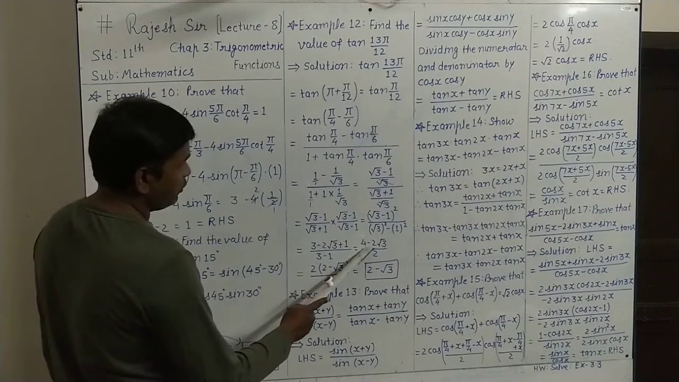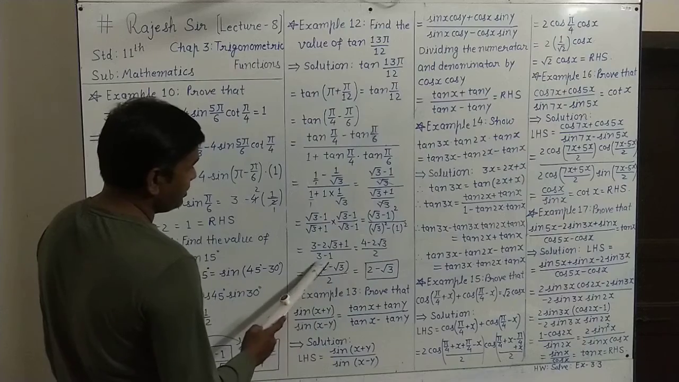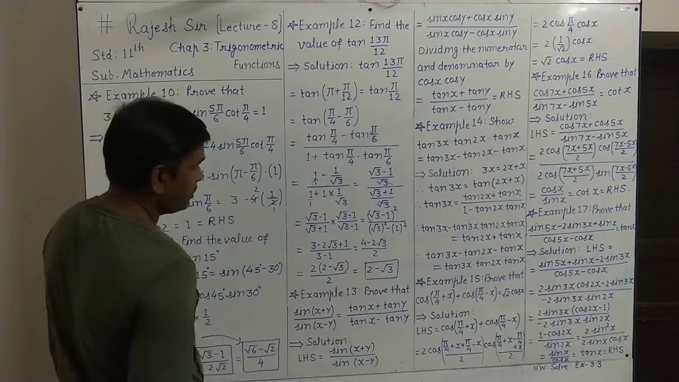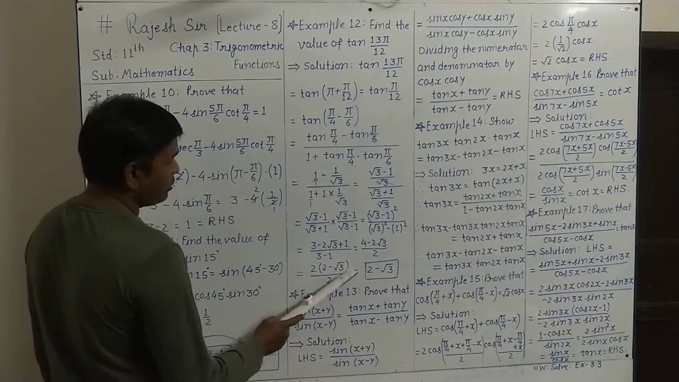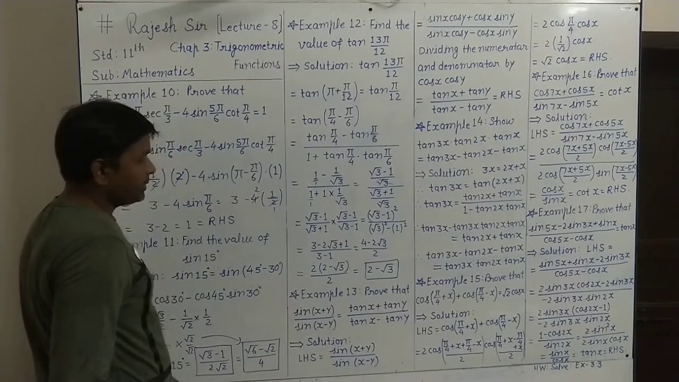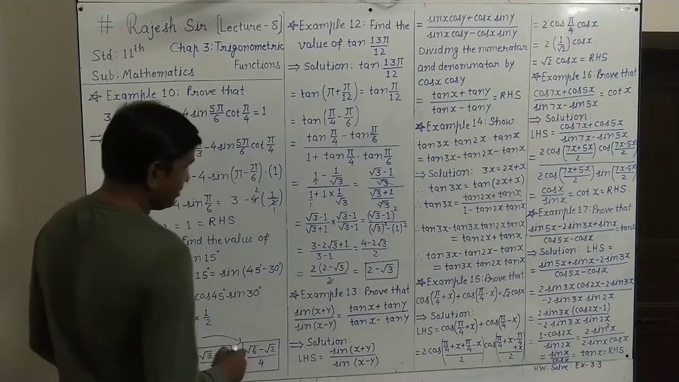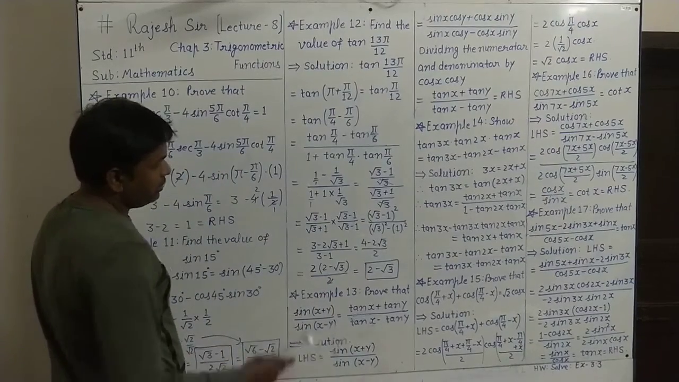Then 3 plus 1 is 4 minus 2 root 3 as it is. Down there 3 minus 1 is 2. Then from the numerator 2 is common. So what remains is 2 minus root 3 upon 2 as it is. This 2 and this 2 are cancelled. What is remaining? 2 minus root 3.